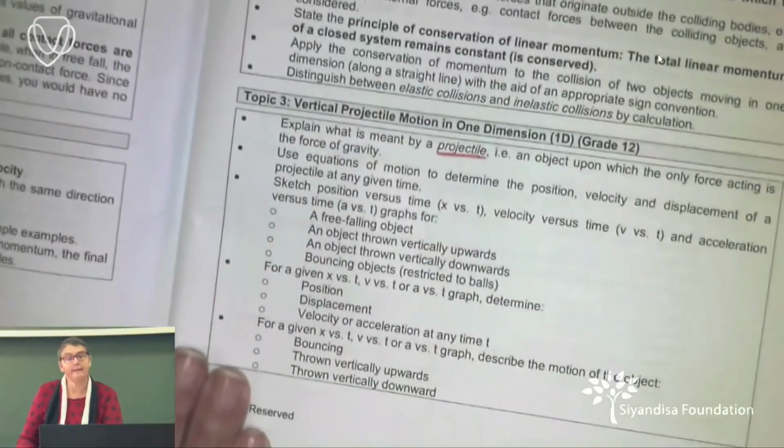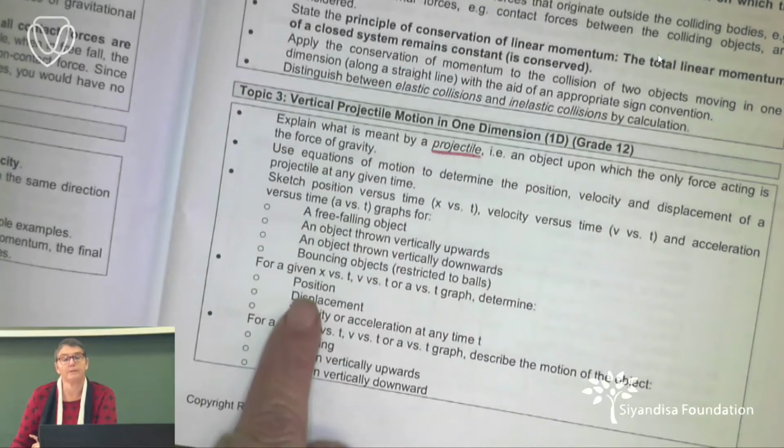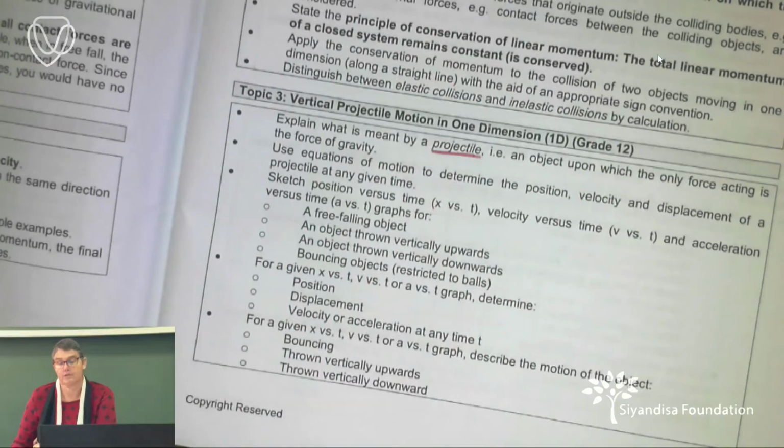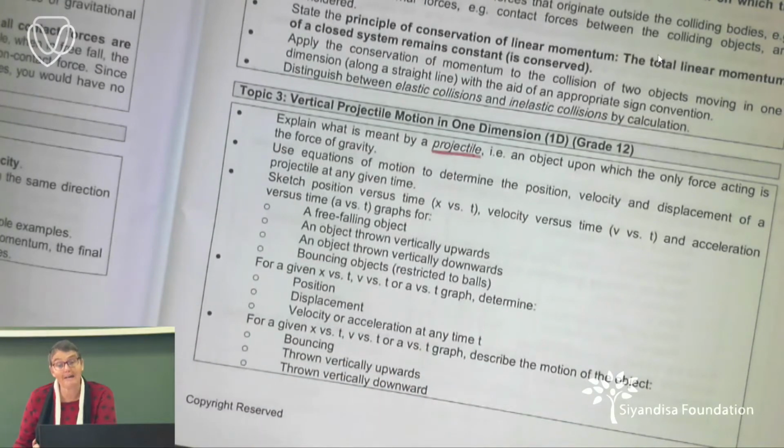Then you've got to be able to sketch position versus time, velocity versus time, and acceleration versus time graphs for free-falling objects, objects thrown vertically upwards, objects thrown vertically downwards, and bouncing objects. If you are given a displacement-time or position-time graph, or an acceleration-time or velocity-time graph, you must be able to determine the position, the displacement, and the velocity. And for a given graph, you must also be able to describe the motion.